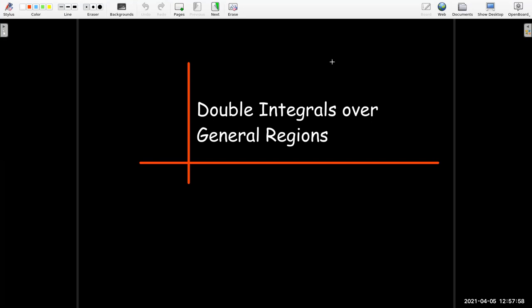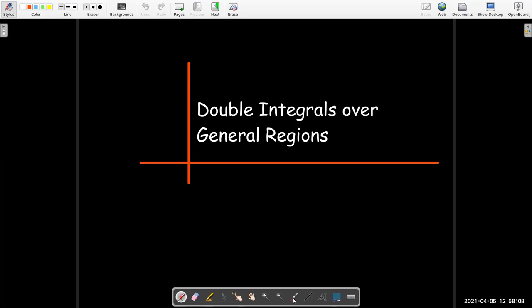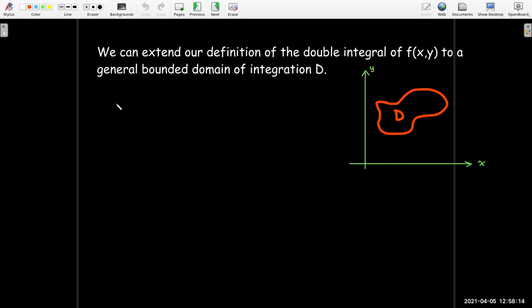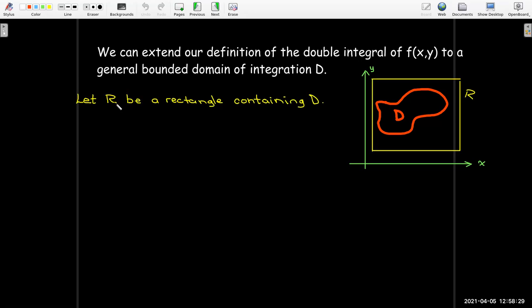In this short video, we're going to look at double integrals over more general regions and how to evaluate them. So we defined our double definite integral over a rectangular region, but it's pretty easy to extend it to an integral over a general region. All we do is take our general bounded region and enclose it in a rectangle R.